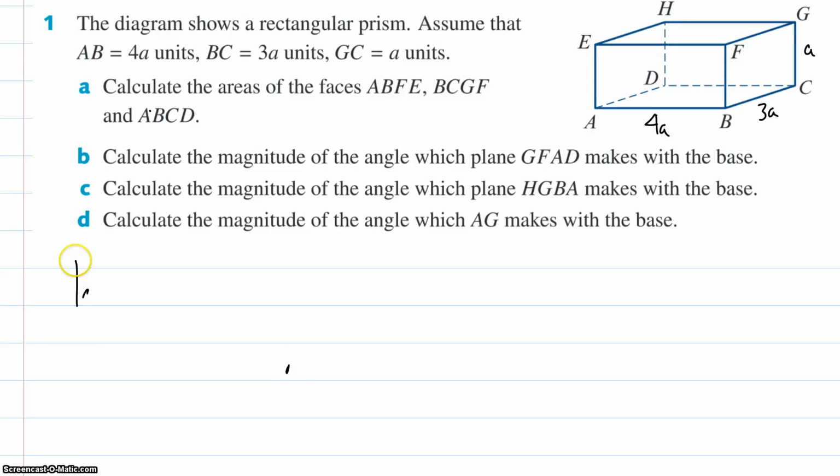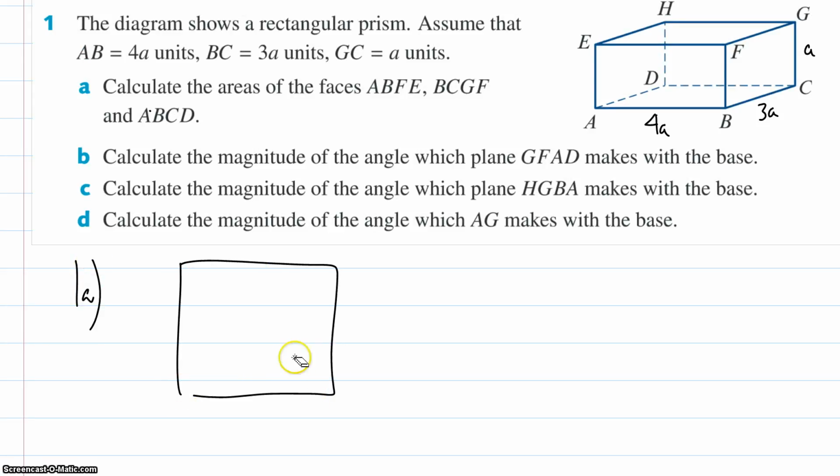So 1A, I've got this front rectangle here, and I've got A, B, F, E. And I know that's 4A and that's A. And so the area of that one is just simply 4A squared. So I trust that you'll be able to do question one without too much help from me. Still, I'd recommend drawing the shape that you need, but the other questions can be a little bit more tricky.